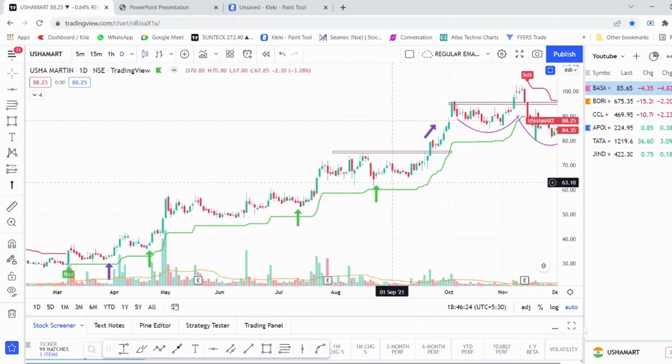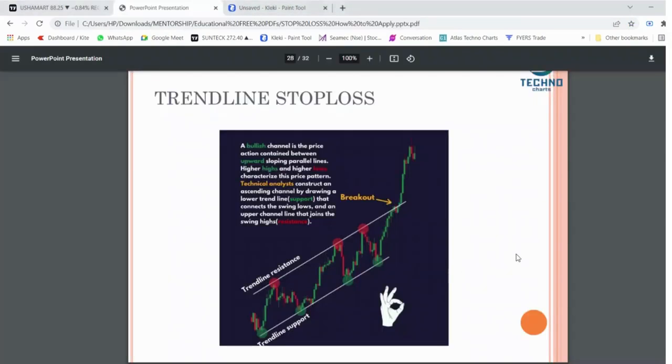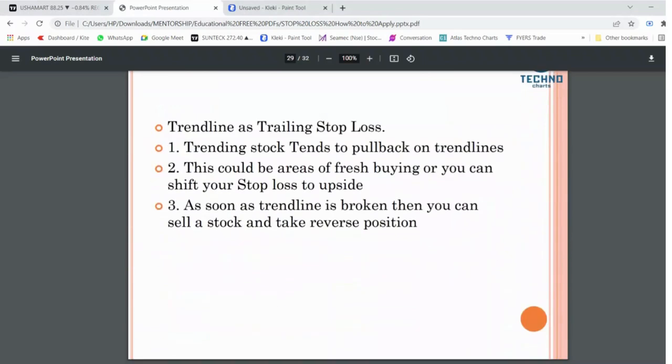So this is a trend following indicator which will help you to identify the trend reversal also, or a trend change. The final method of putting a stop loss is the trend line method, where you can plot a stop loss below the trend line as soon as the stock is moving above the trend line. In case of trend lines, trending stocks tend to pull back to trend lines. This should be used for fresh buying areas, or you can shift your stop loss to the upside. Similarly, like super trend or moving averages, as soon as the trend line is broken, then you can sell a stock and take a reverse position in case of short selling, or you can exit from the stock.